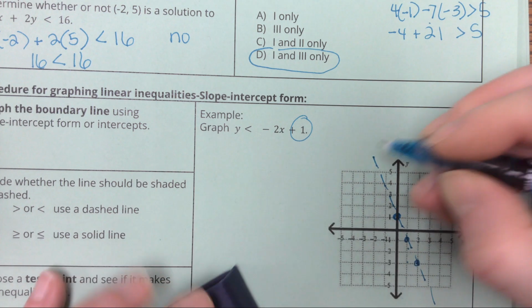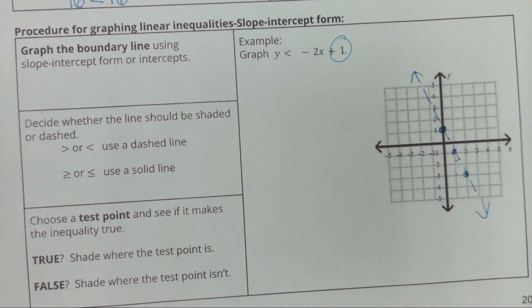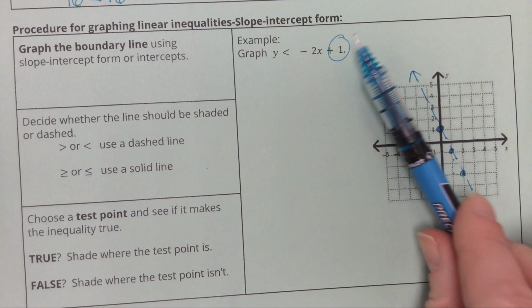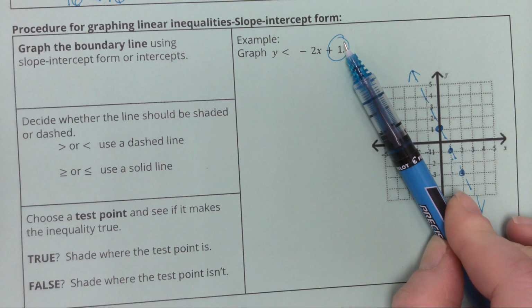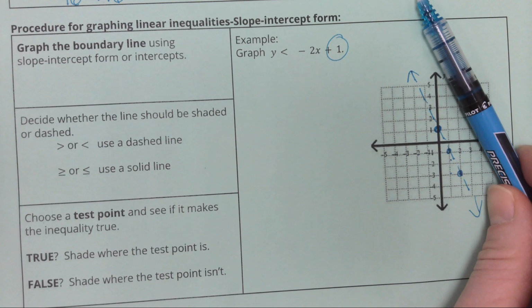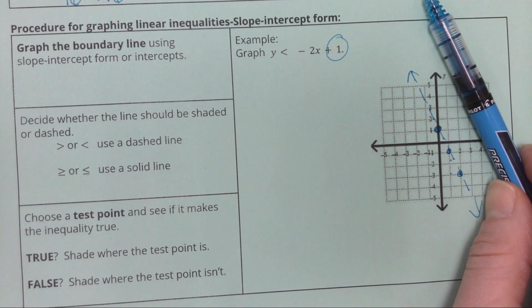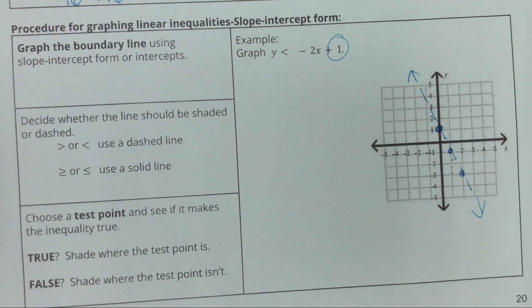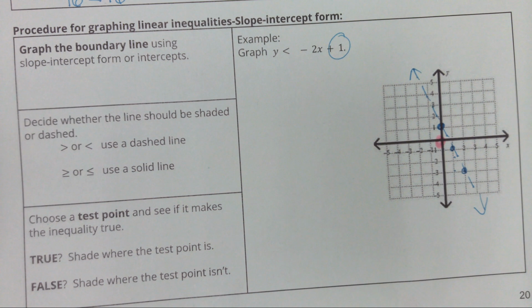Okay, so here's the deal. When you have a line, there's only 2 choices for shading. Either I'm going to shade over here, or I'm going to shade over here. So what we do to decide that is we test an easy point and we see if it's in the solution. And you know what the easiest point to test is? 0, 0.